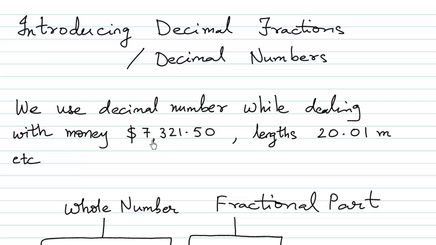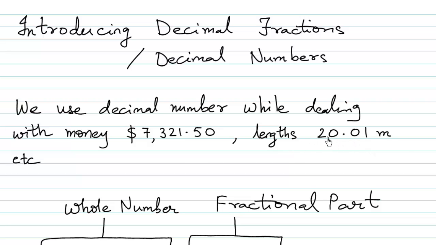And we use decimal numbers in our everyday life, right from money. So when we want to say $7,321.50, we put this decimal point in order to separate the dollars and the cents. Similarly, in many measurements like length, volume, and other measurements, we use this decimal point.